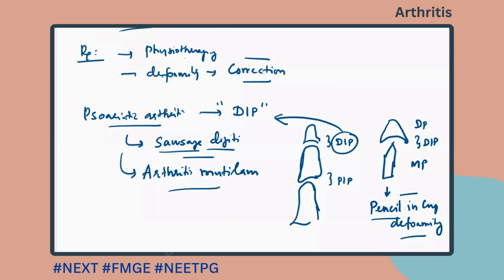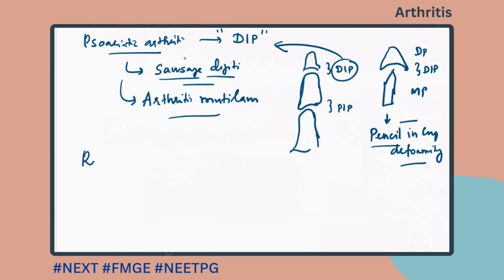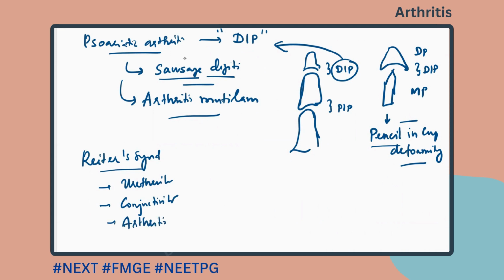Okay. Then there is a condition called Reiter syndrome. Reiter syndrome is a triad of urethritis, conjunctivitis, and arthritis. So Reiter syndrome is a combination of urethritis, conjunctivitis, and arthritis. Occurs in streptococcal infection.